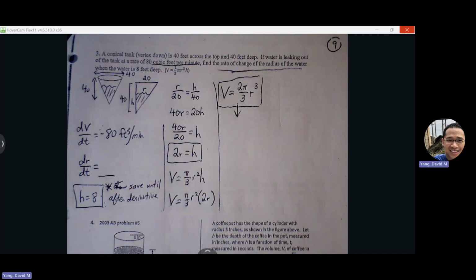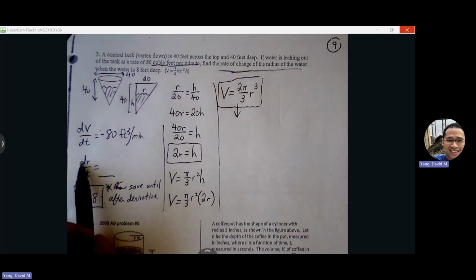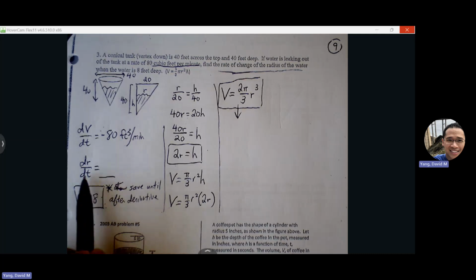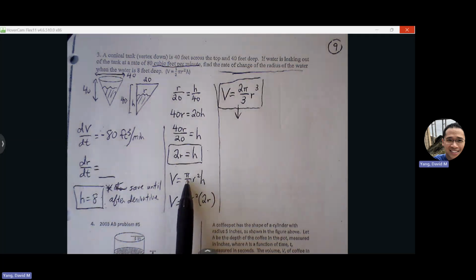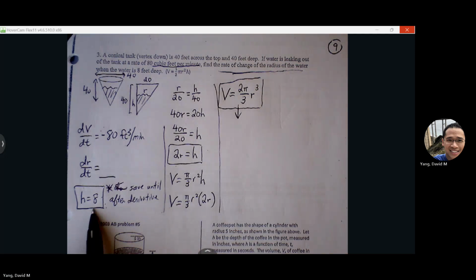So we set up initially the same way here. But the difference here is that we're looking for dr dt. And this is an indication as to how we want our volume equation to look. We would like our volume equation in terms of R only, so that it can produce a dr dt, which means we need to find a replacement for H, which means that H equals 2R. And again, we have some data about the height of the water level that we're not going to use until the end.